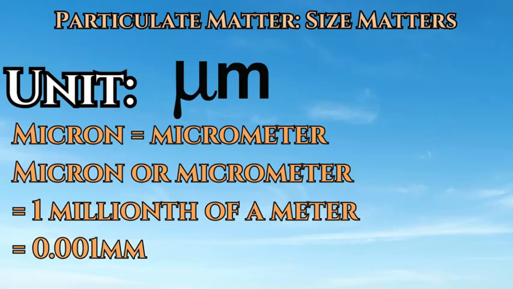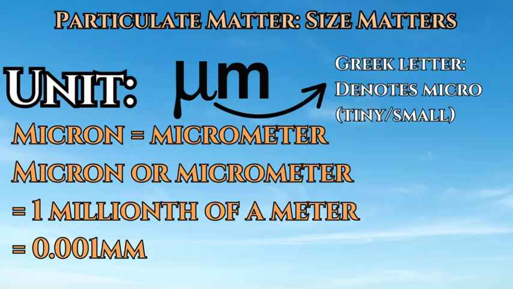µm is the abbreviation. The µ in the unit for micron is actually a Greek letter, which is lowercase mu, and it basically represents the size. It means micro. In physics, it can refer to friction, but in this case, it is used in terms of size or number, which means micro. A micron is the same as a micrometer, or equivalent to 1/1,000,000th of a meter, or 0.001 millimeters. Now, it's very small.